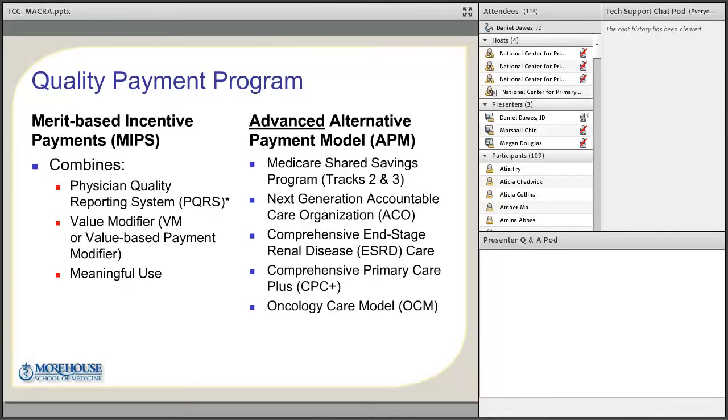So this is where they're going to move aggressively towards ACOs, but not the track 1. So what does that mean? Tracks 2 and 3, these are ones with more risk. So you're going to have to take on more than minimal risk as you move forward if you get into this one. But today I'm really going to focus on the merit-based incentive programs.